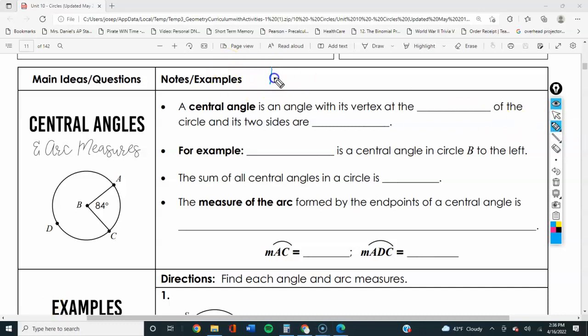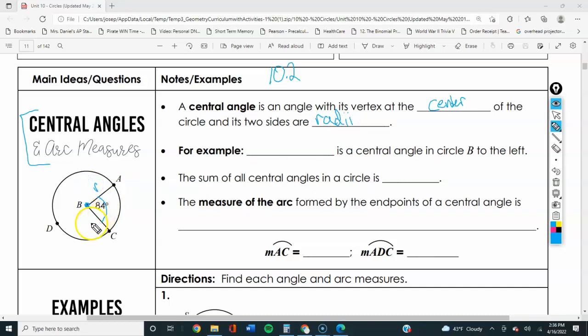Today we are looking at 10.2, central angles and arc measures. All right. First question is, what's a central angle? Well, a central angle is one that starts in the center. The vertex is at the center, and the two sides are both radii.